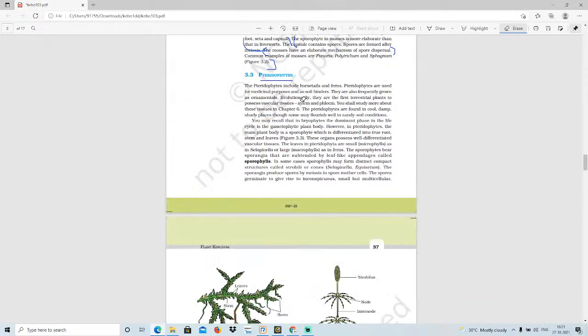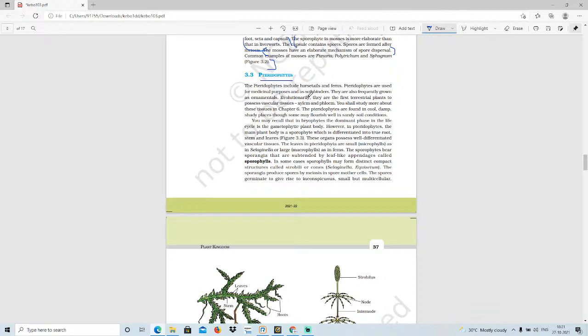So now today the topic that we're going to see is pteridophytes. Pteridophytes is quite simple. The pteridophytes include horsetails and ferns. These are two types of pteridophytes. And pteridophytes are used for medicinal purposes and as soil binders. So they're saying they're used in several medicinal purposes and are also used as soil binders.